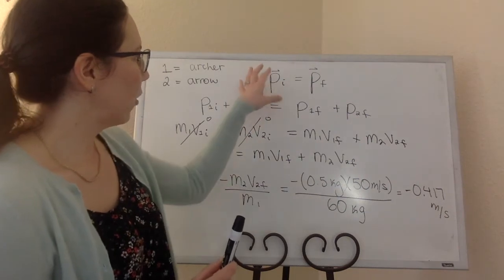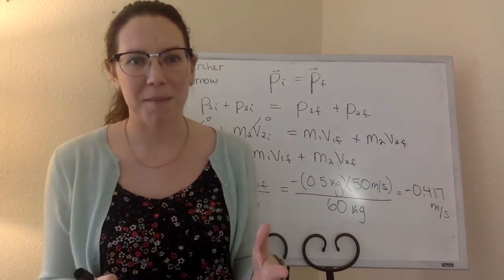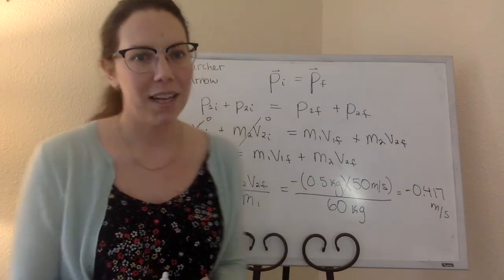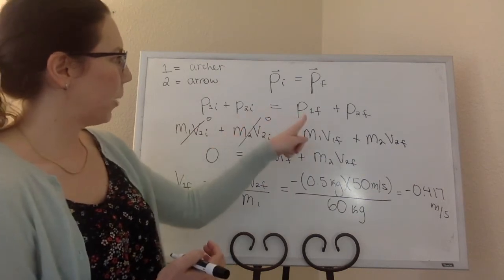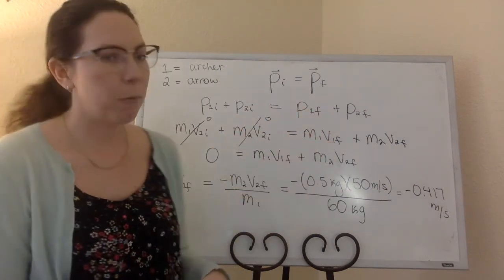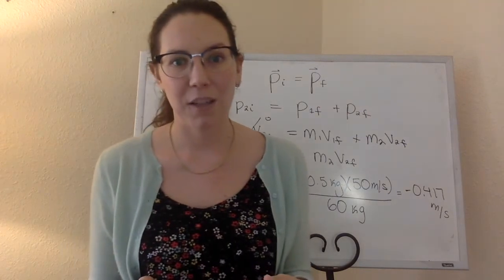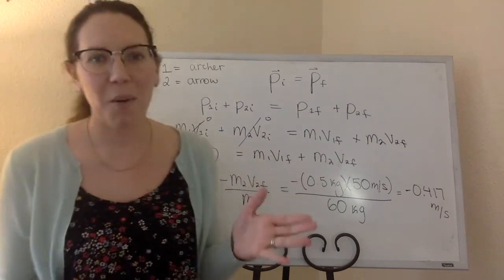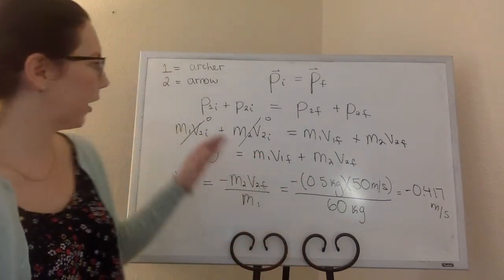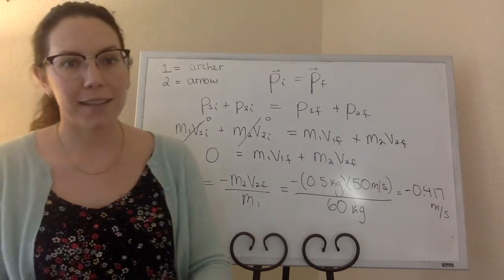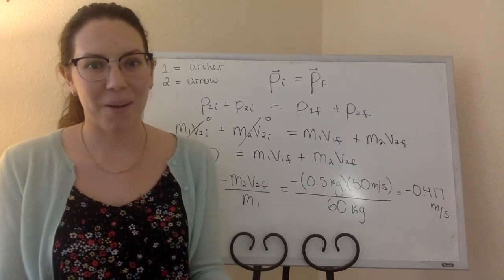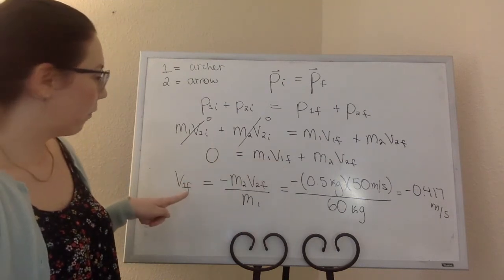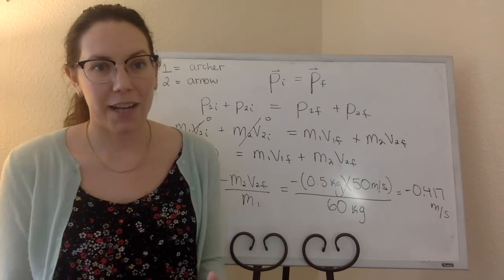And we have total initial momentum equals total final momentum. And in each case, we need to separate this to have a term for the archer and the arrow. So we have P1I plus P2I equals P1F plus P2F, and we can plug in mass times velocity for each of those momentum terms. Now before the archer fires the arrow, both are at rest on the ice. So we have 0 initial momentum for each object, and the total initial momentum is 0. So plugging that in, we can then solve for the velocity of the archer after he fires the arrow.